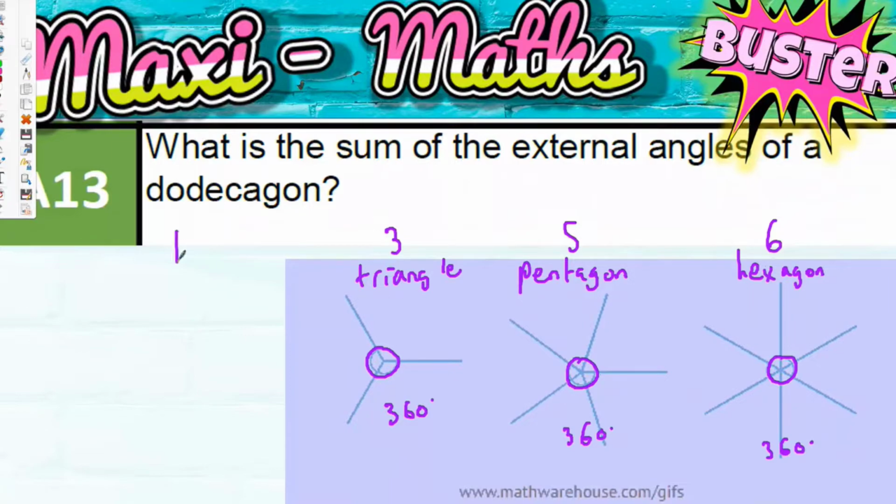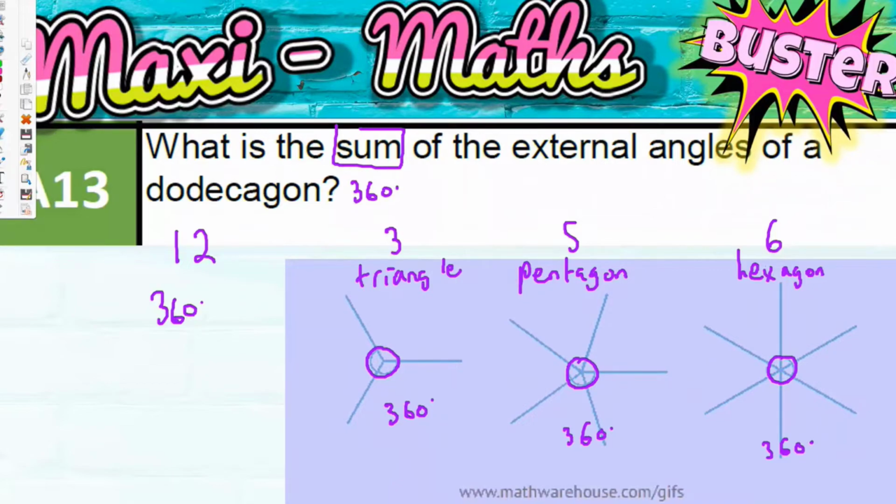So that would be also the case for a 12-sided shape. It would just be 360 degrees, but made up of 12 equal angles. So the answer to this question is 360 degrees. That is the sum of the external angles of a 12-sided shape, 360.